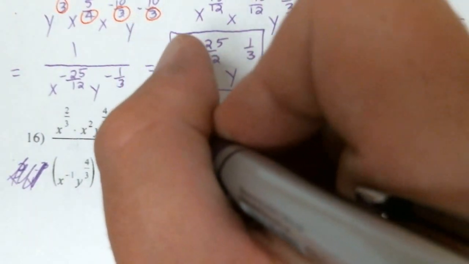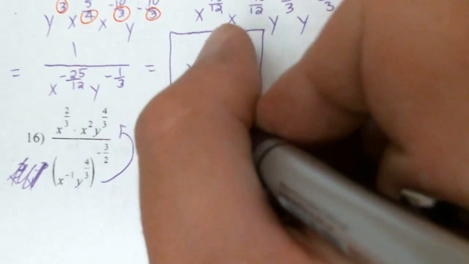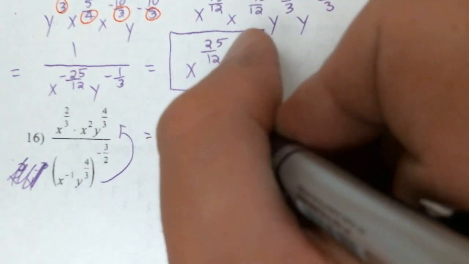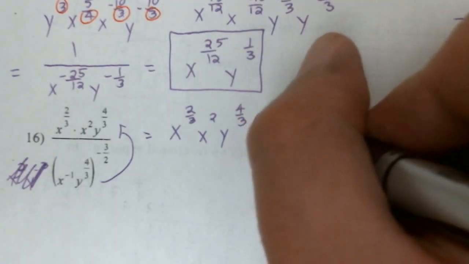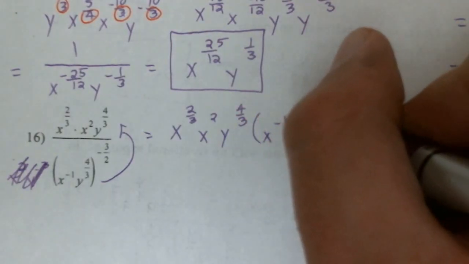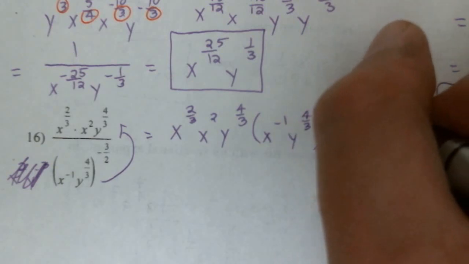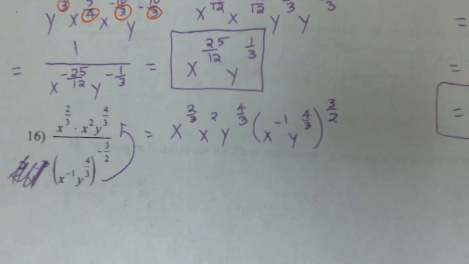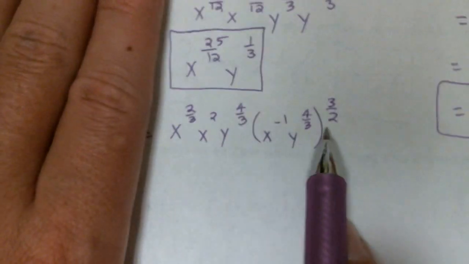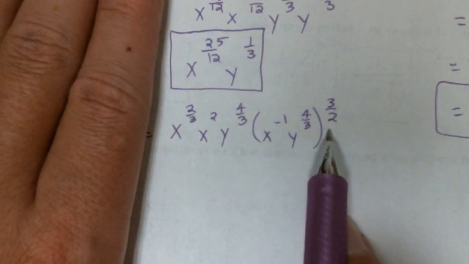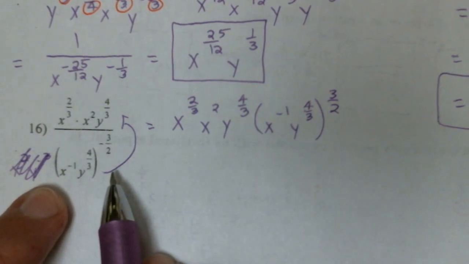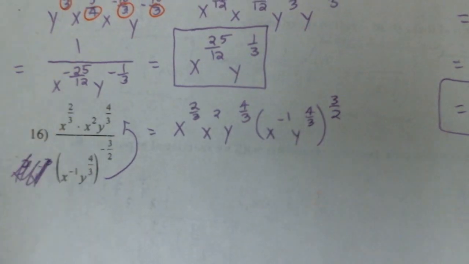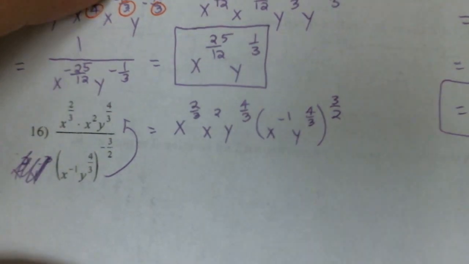So I'm going to rewrite this as x to the 2/3, x squared, y to the 4/3, and then all of this stuff, x to the negative 1, y to the 4/3, to the positive 3/2. Once again, if I just gave you this problem, you would look at that and say, that doesn't look so bad. When you look at this, you want to vomit on the floor, right? It looks scary, it looks intimidating, but if you make one little adjustment, it's not near as scary.